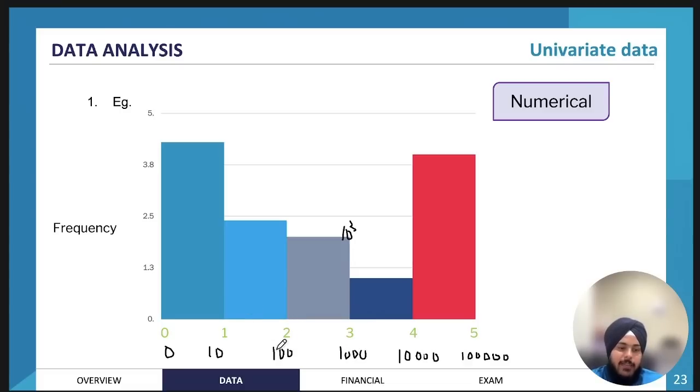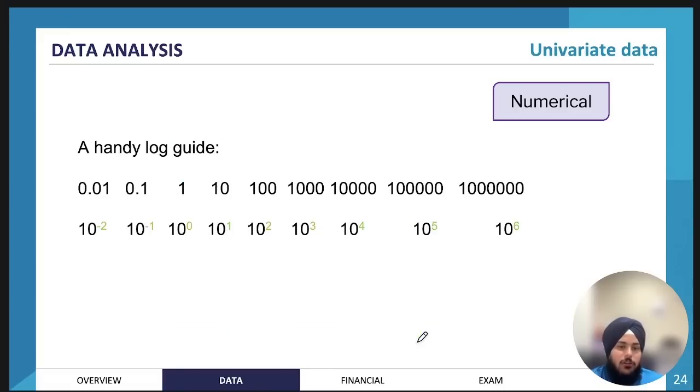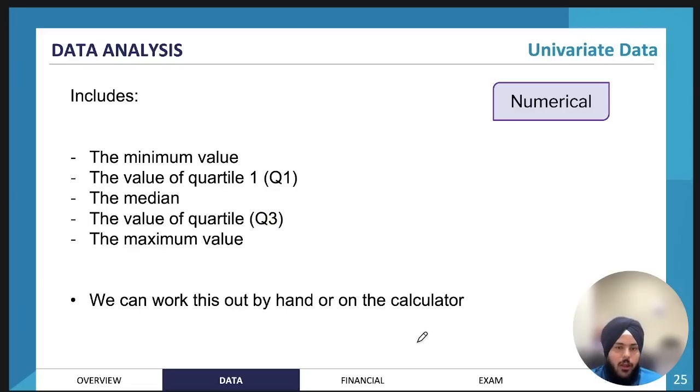These actually represent a log scale. So this 2 to 3 represents 100 to 1,000, and so on and so forth. Okay, so this is a handy log guide, but obviously you will have your calculators, so it will be pretty straightforward. Okay, so now we'll be looking at descriptive statistics.